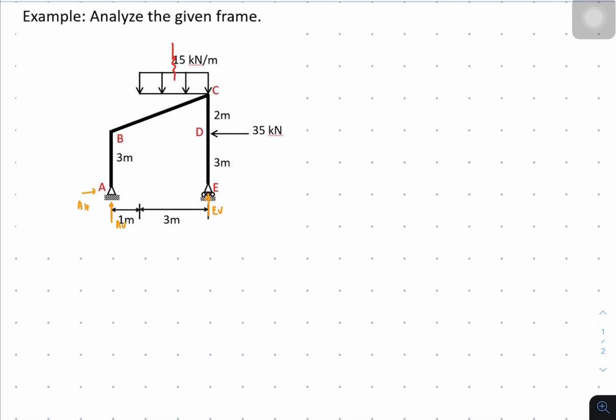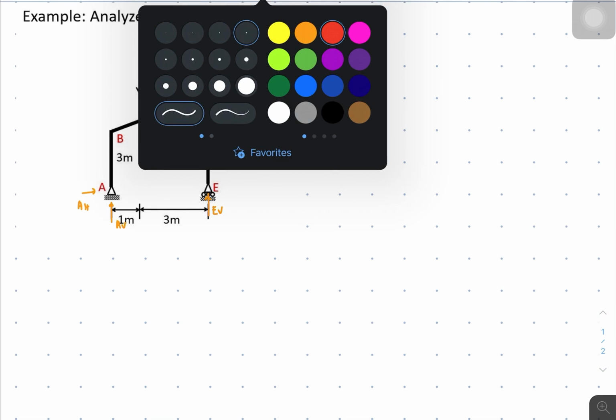distribution. So it's kind of weird, but later on I'm gonna discuss how to properly use it. Yeah, for the distribution, it's 15 times 3, so this is 45 kilonewtons. And there, let's now solve for the reaction.